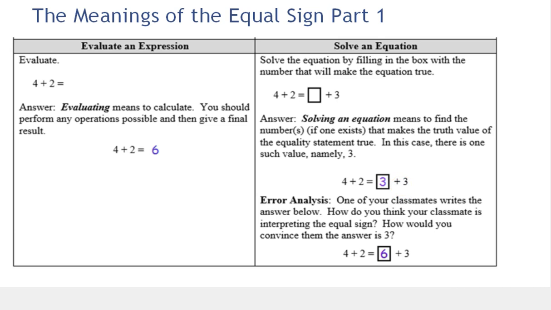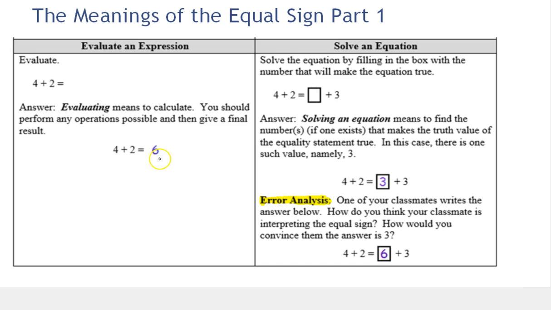Now, occasionally we'll look at these error analyses, things that people do, so you can know why they do them if you're one of those people. Then you can start changing your behavior. So one of your classmates writes the answer below. How do you think your classmate is interpreting the equal sign, and how would you convince them that the answer is 3? So looking at this, your classmate wrote 6 in the box.